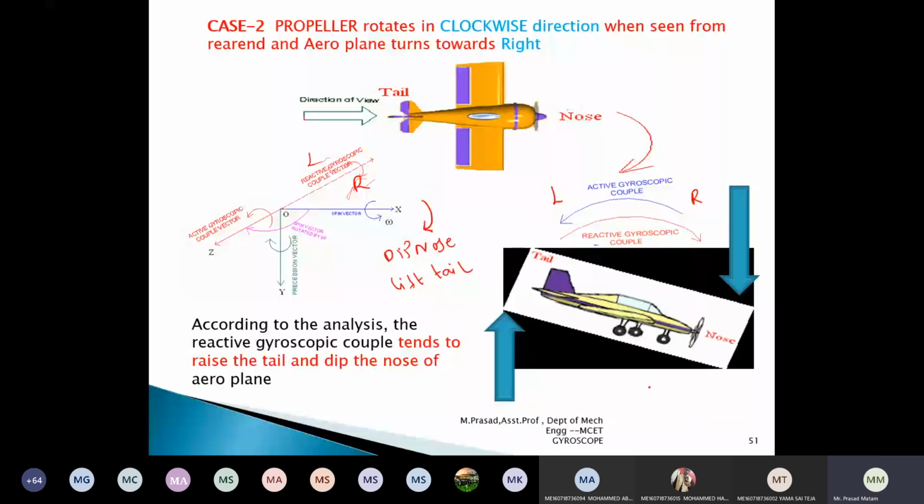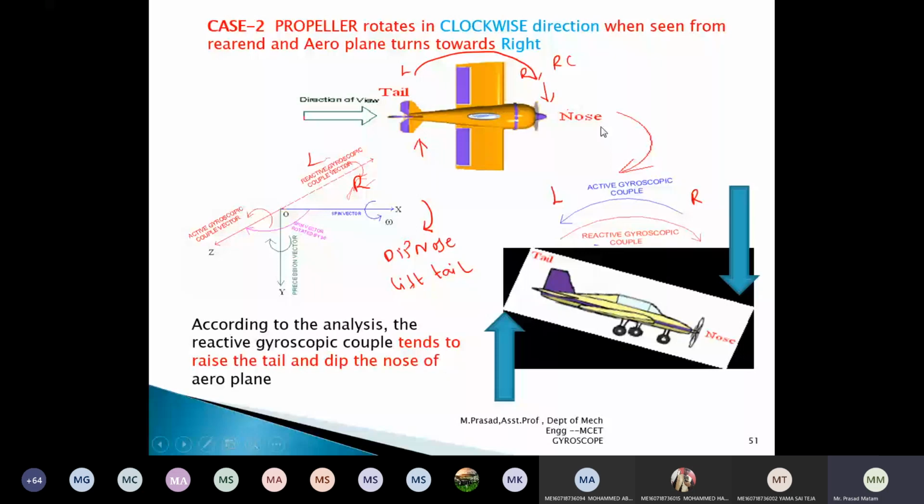I would like to apply this on the aeroplane now. So this is my reactive couple. This is moving from left side to the right side. What is happening? This pointer is acting towards the nose. Means it tries to dip the nose and lift the tail. You can see the diagram also here. Reactive couple is acting on the nose. That's why it tries to dip the nose and lift the tail. This is with respect to case 2.